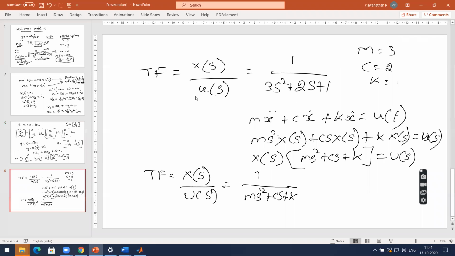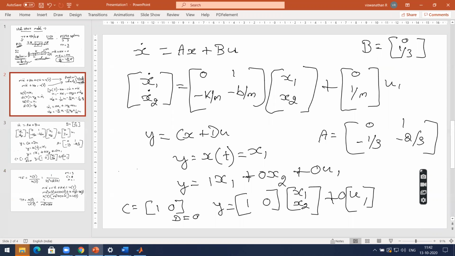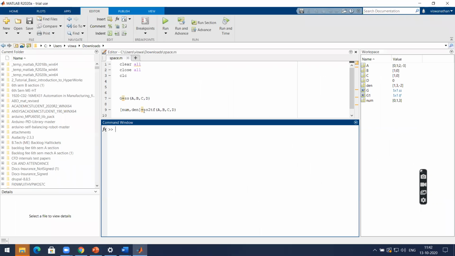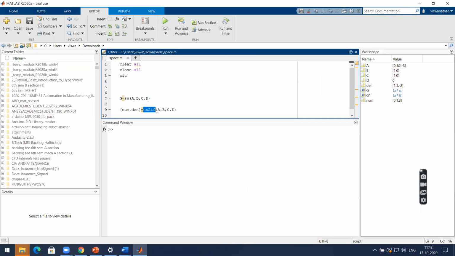And then what did we do? We took the transfer function of that spring mass damper system. This was 1 divided by 3s squared plus 2s plus 1. We just plugged in some values, where m is equal to 3, c is equal to 2 and k is equal to 1. In MATLAB, when we did that, what is the command for changing from state space to transfer function? What was the command that we used? This is the one, ss2tf.